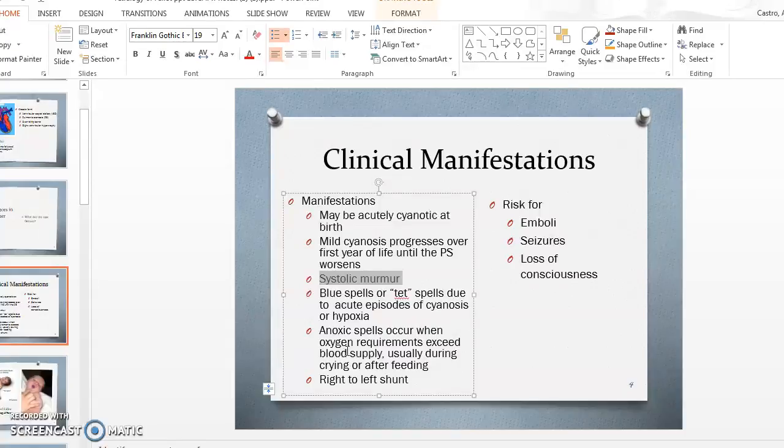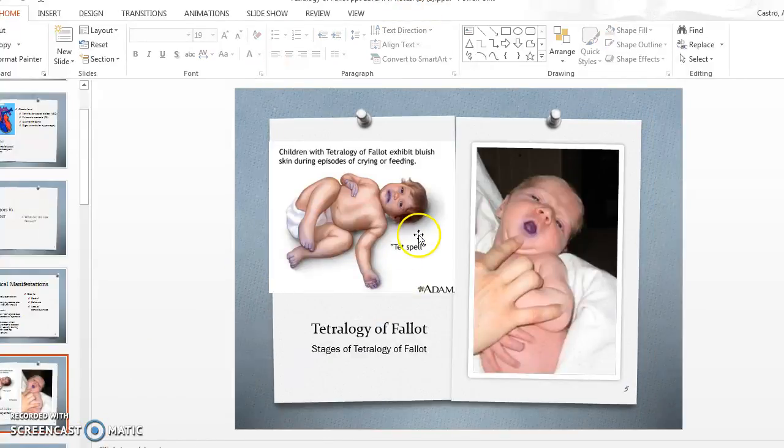ventricles. Remember, that's what the systolic measures, is the force or the pressure present during systole when we're pushing out all the blood into systemic circulation. And then they have these very particular Tet spells. Okay, so these Tet spells, look at, we have all these manifestations. These are manifestations of hypoxia.